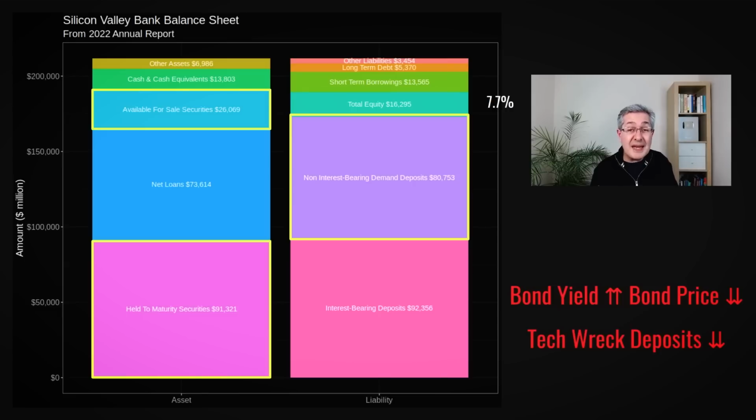The next problem was that many of these depositors were tech companies which would chat about this stuff in Telegram groups and on social media. And once the rumor got around that the company was in trouble, everybody pulled out their money at once.